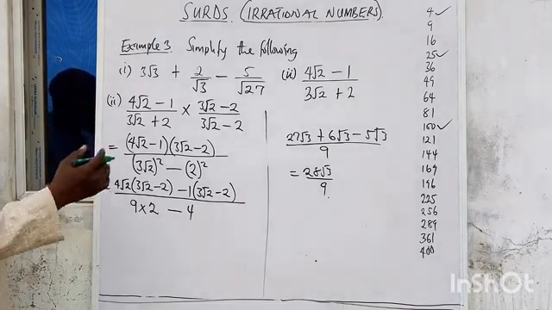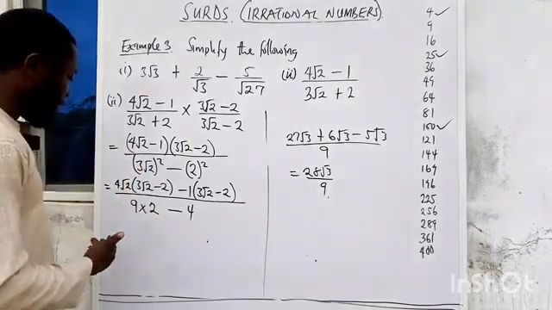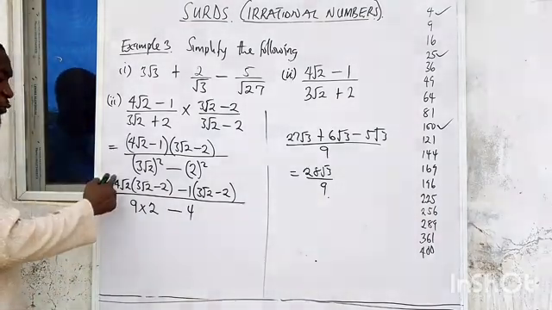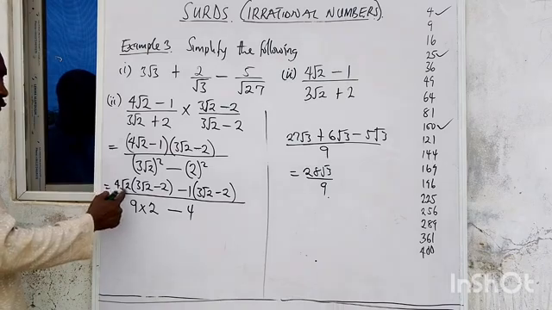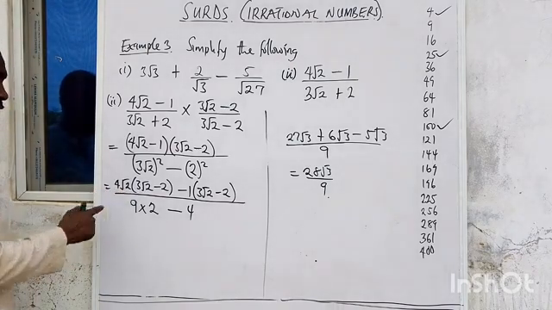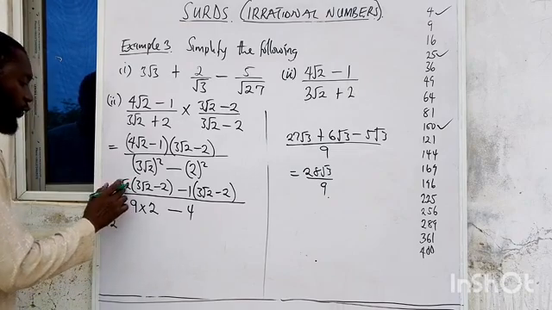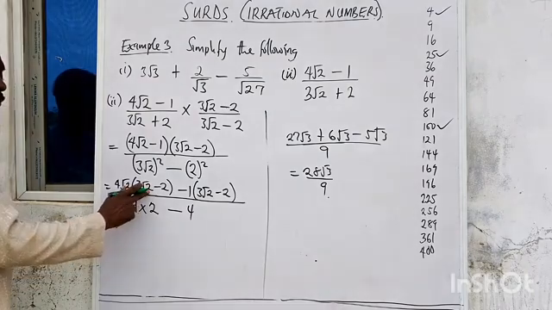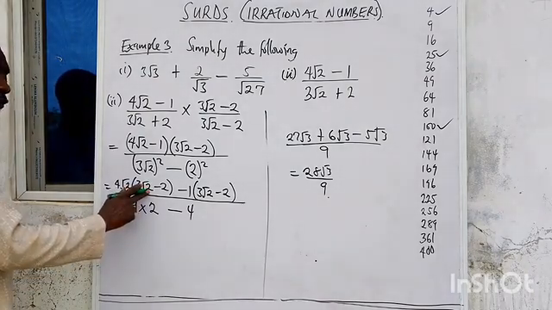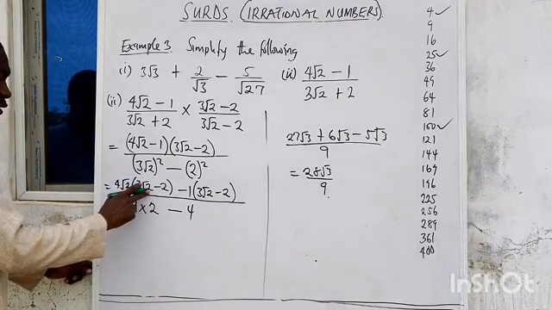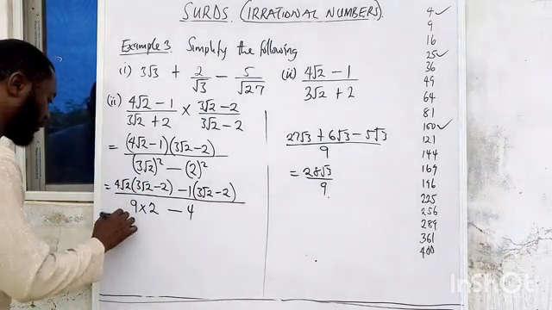Roots of surd, outsider for outsider, insider for insider. So the value outside will multiply the value outside, and the value inside the root also multiplies the value inside the root. Now let's do that. 4 times 3, that is 12. Square root of 2 multiplied by square root of 2, that is square root of 4. Okay, let me just write it.